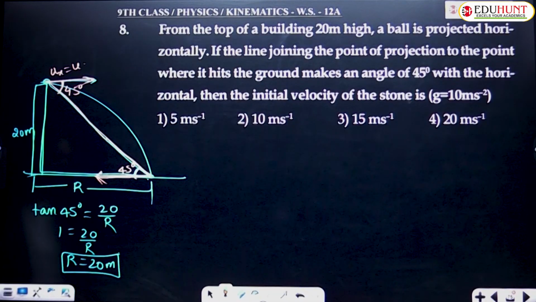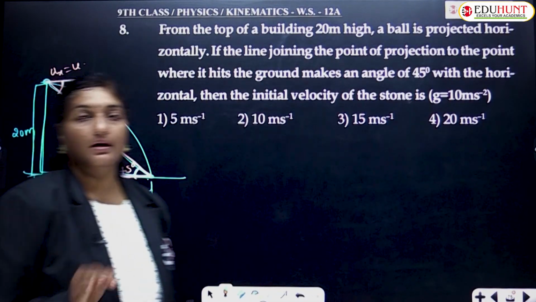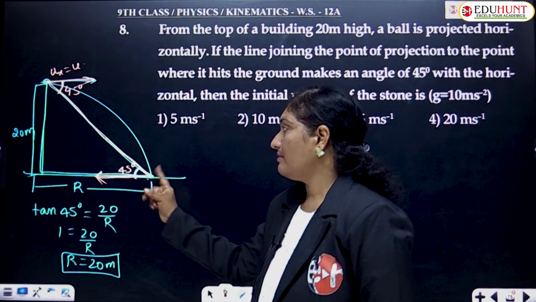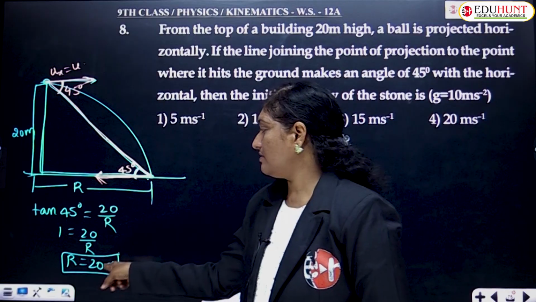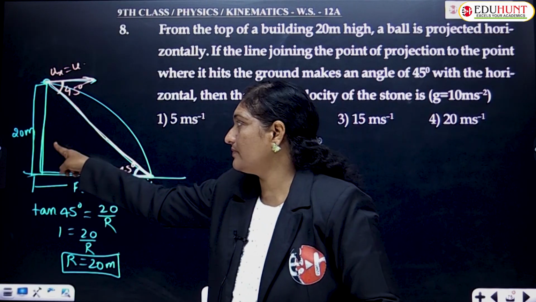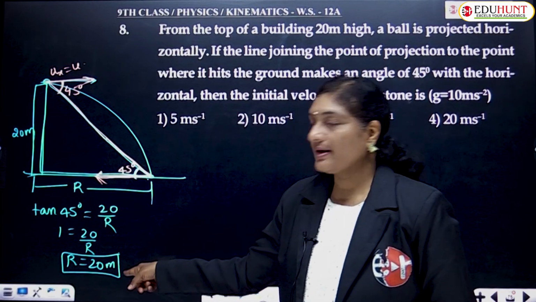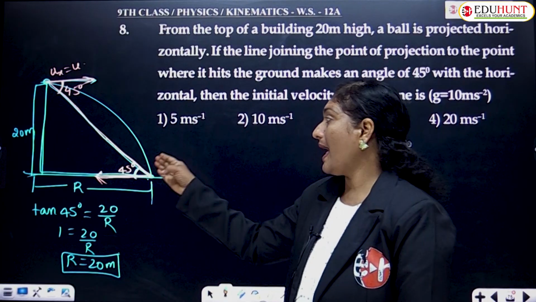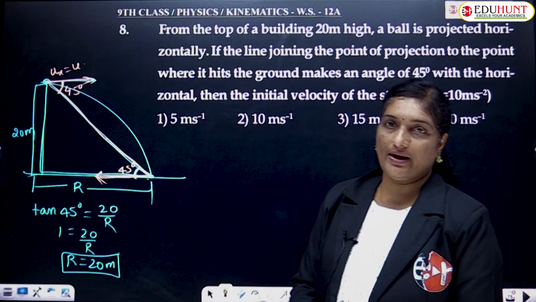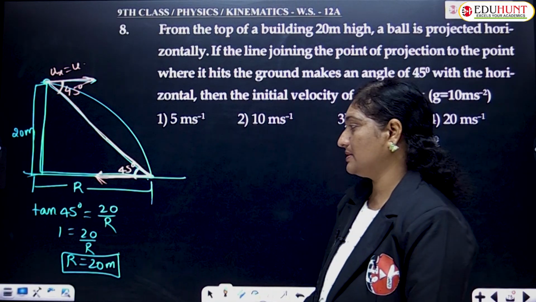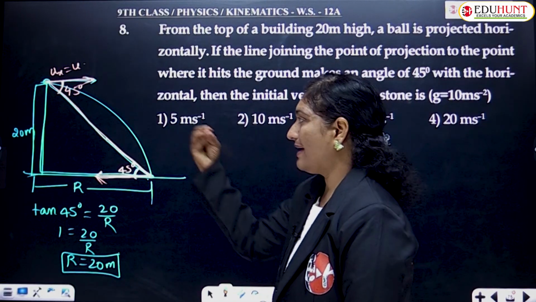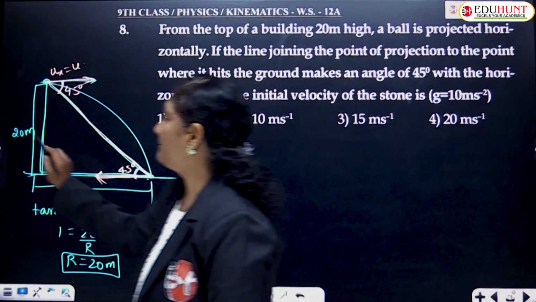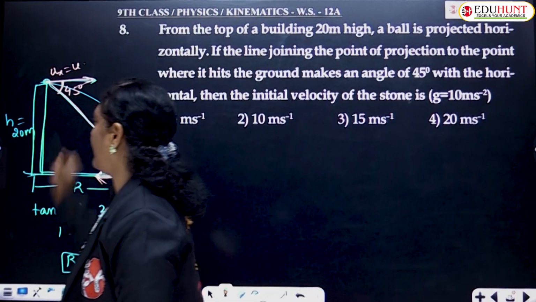Always remember, children, whenever angle is given as 45 degrees, then the value of r is always equal to h. We have given the height of the tower is 20 meters, whereas the value of range is also 20 meters because the angle of projection was 45 degrees. So this you need to remember, children. So the value of h is also 20 meters, the value of r is also 20 meters.